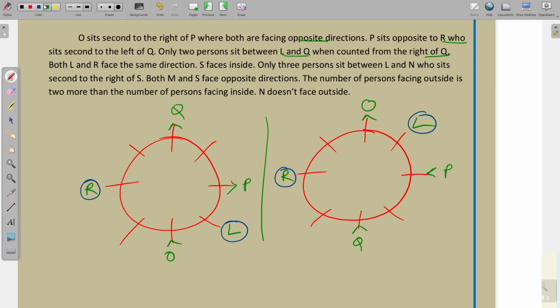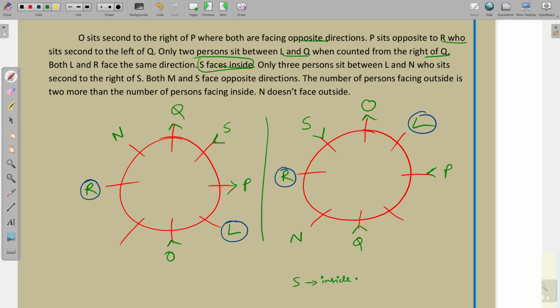And next, S faces inside. Okay, so S is facing inside. And next, only 3 persons sit between L and N. So between L and N there are 3 persons. And who sits second to the right of S? Actually S is inside. Suppose S is facing inside, so N is second to the right of S. So coming to this possibility, S is sitting here. Suppose S facing center, so N is second to the right of S.